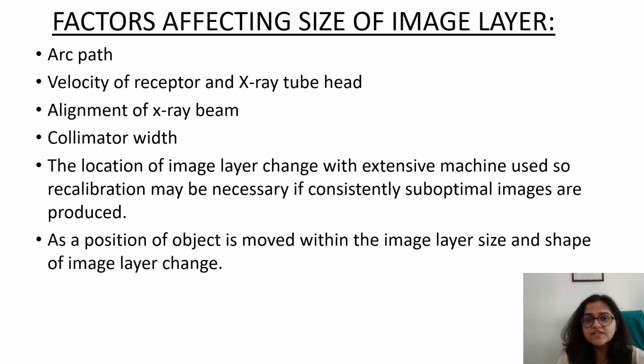The factors affecting the image layer or focal trough are the arch path, velocity of the receptor and X-ray tube head, alignment of the X-ray beam, collimator width, location of the image layer, and the position of the object. As the object is moved within the layer, the image layer size and shape change.